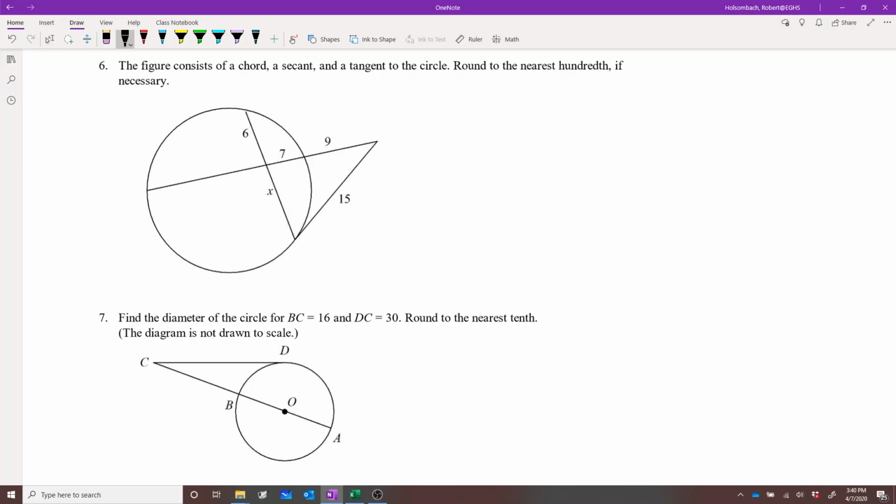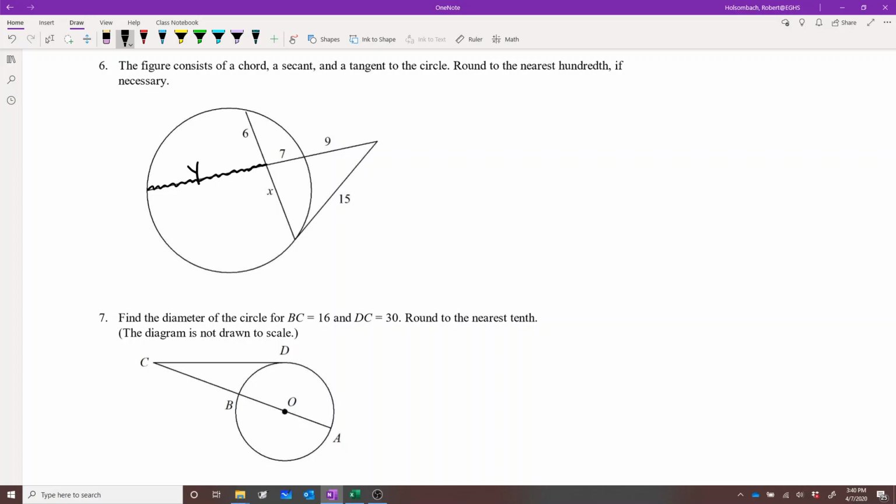Alright, in problem number 6, the figure consists of a chord, a secant, and a tangent to a circle, round to the nearest tenth if necessary. What we've got to do first here is we've got to solve for this piece, this segment of a chord. Because we've got a tangent and a secant, there's a rule that applies that we can find the value of y. Once we know the value of y, we can find the value of x by our rule that relates to chords intersecting inside of a circle.